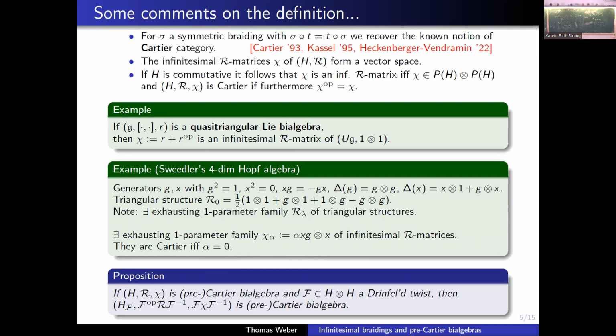Very good. Just a quick proposition. We've seen, for example, in the talk of Fabio, that you can use a Drinfeld twist to twist your Hopf algebra. And we showed that this twisting process via Drinfeld twist works very well also in this setting. In a sense, you can twist R, this was known, but you can also twist chi in this way. And if you start with a pre-Cartier bialgebra, you're ending up with one of them.